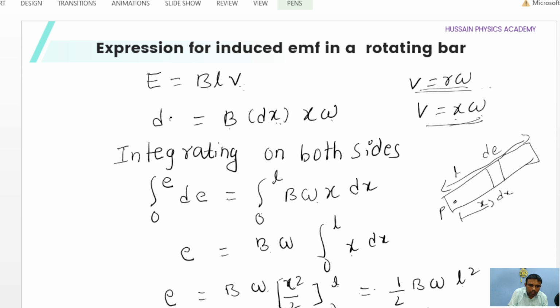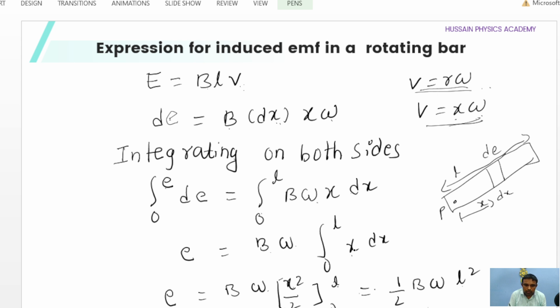Integrating on both sides, the integration from 0 to E of dE is equal to the induced EMF across the rod. The rod has total length L, so applying limits 0 to L, we get B omega x dx as it is. Here B and omega are constants. So integrate with respect to dx: integration from 0 to L of x dx.